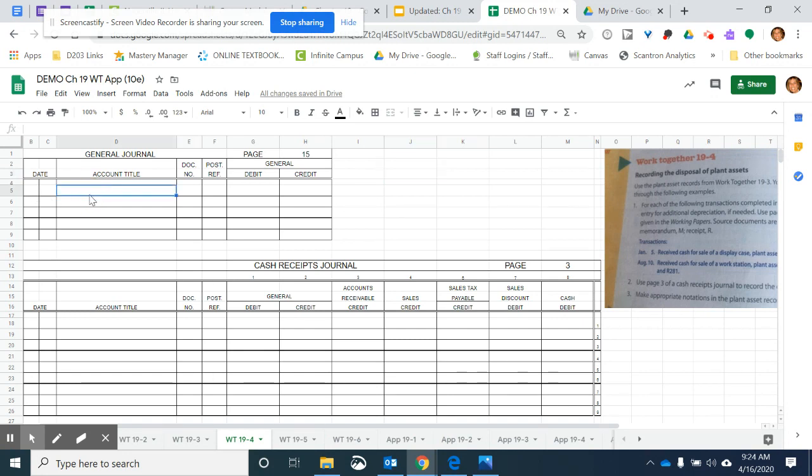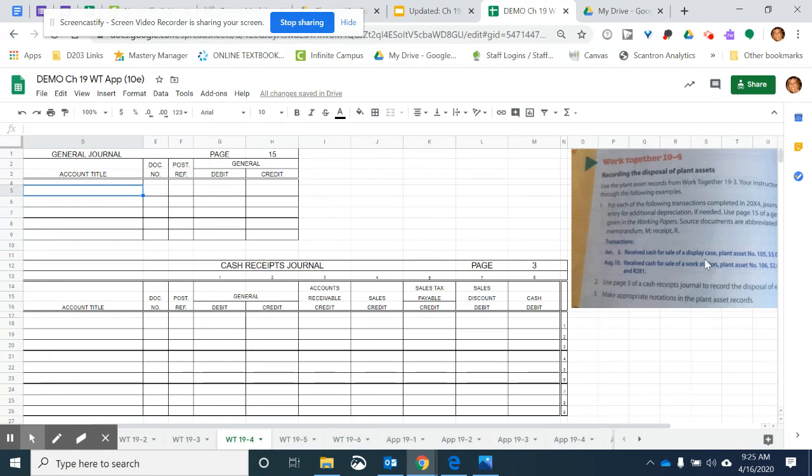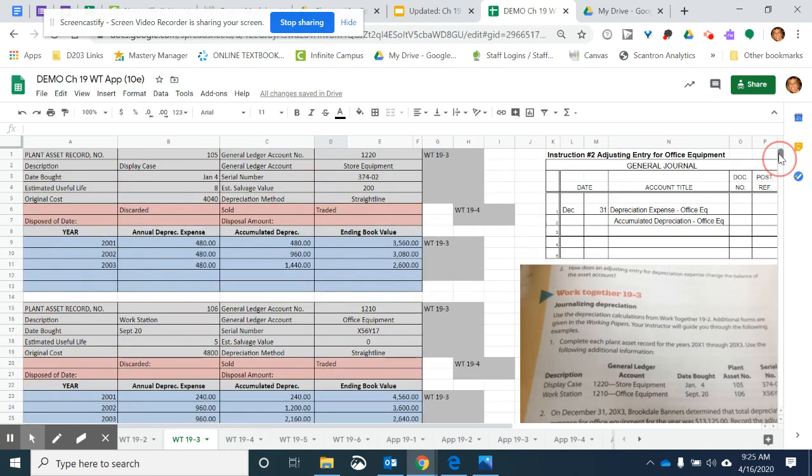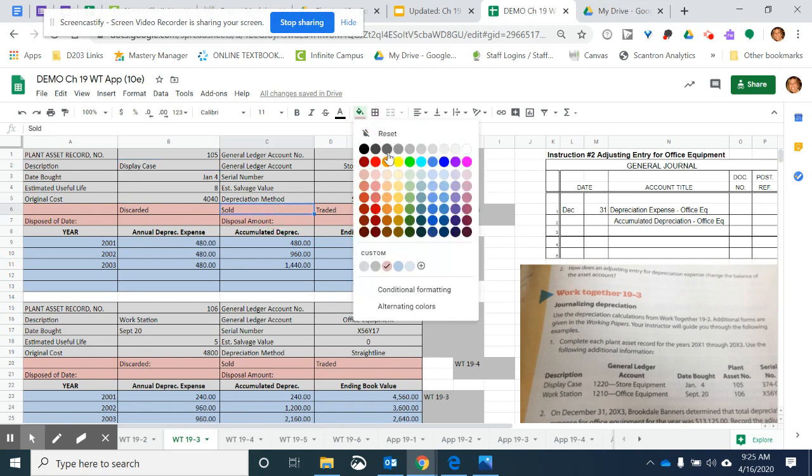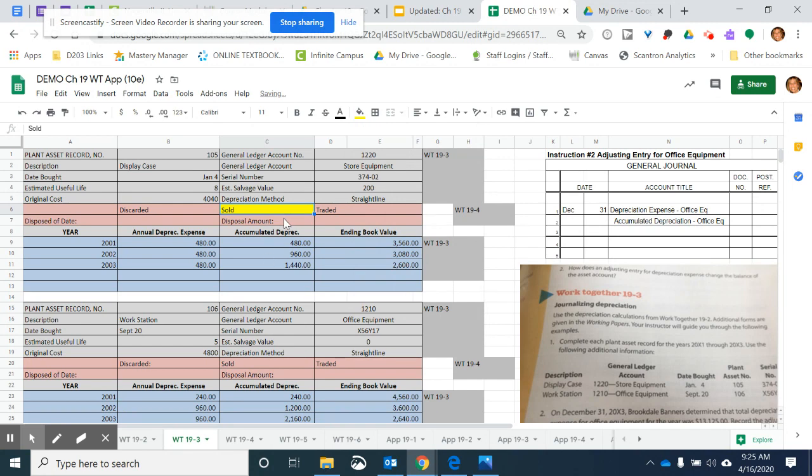Okay, so the first thing we're going to do, according to the text, is we receive cash for the sale of our display case. So that is referring to the display case right here. So the first thing we're going to do is we're going to be in 19.3, and we're going to show that we sold it. So let's highlight this yellow. Okay, we sold it, and our disposal amount, we sold it for $3,000. And that's all we need to do over here for now.